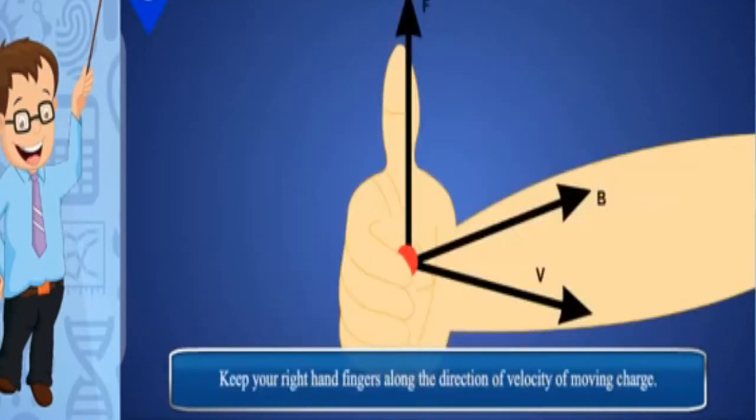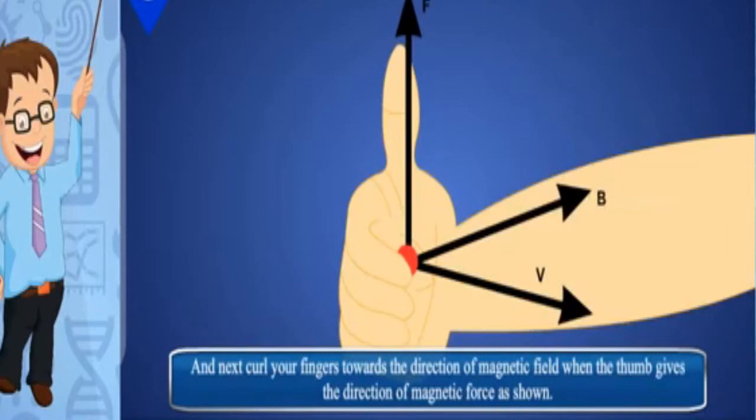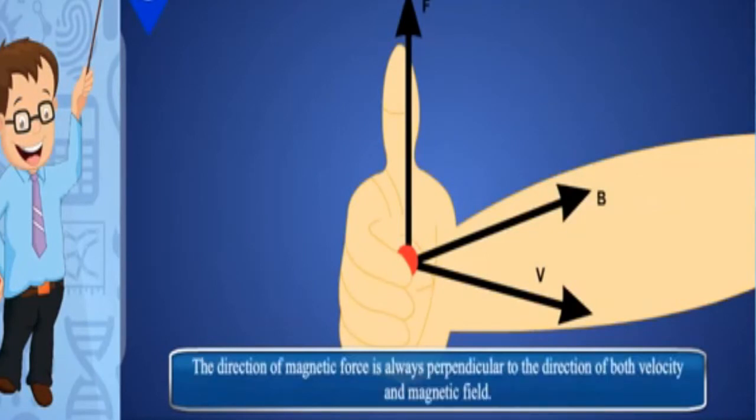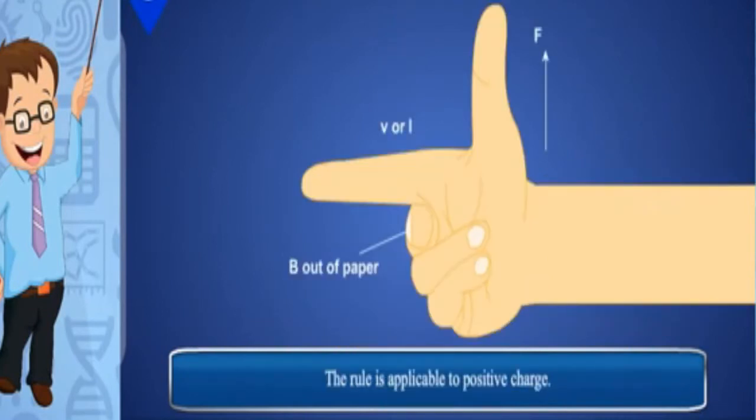Keep your right hand fingers along the direction of velocity of moving charge, and next curl your fingers toward the direction of magnetic field, when the thumb gives the direction of magnetic force as shown. This rule is applied for any case of angle between direction of velocity and field. The direction of magnetic force is always perpendicular to the direction of both velocity and magnetic field. The rule is applicable to positive charge.